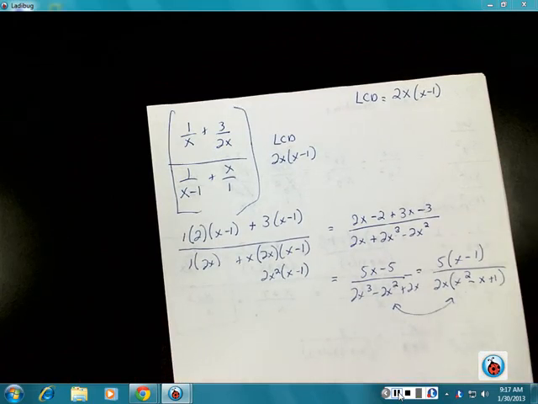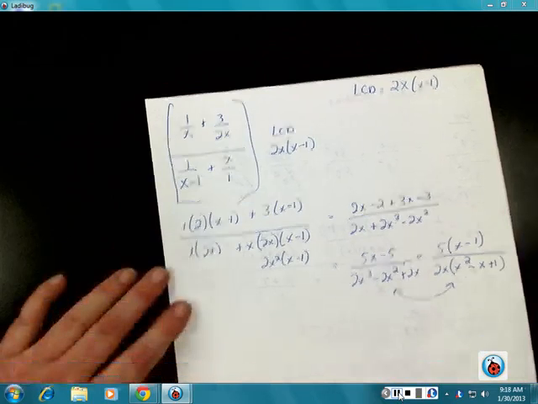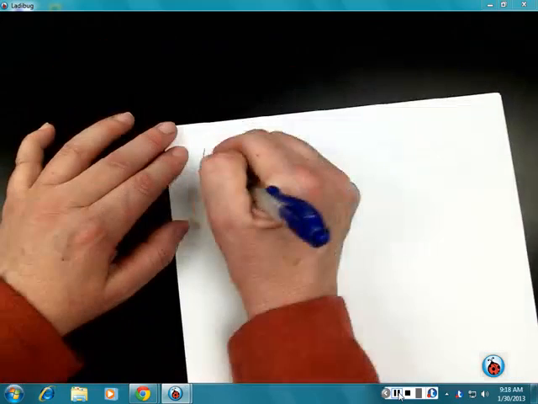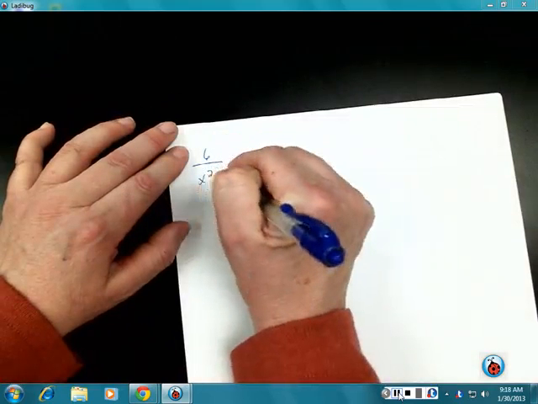All right, let's do another one. I want to make sure we get enough practice in, so you have a few with your notes that you can go home and take a look at. How about this one? 6 over x squared minus 4.